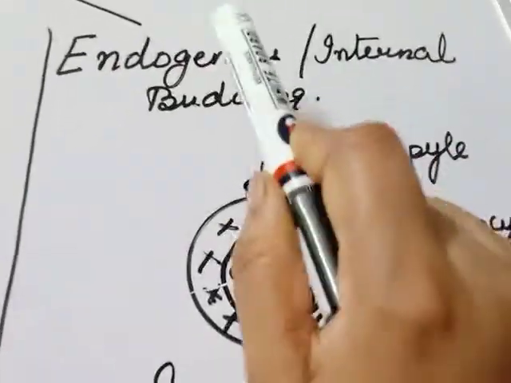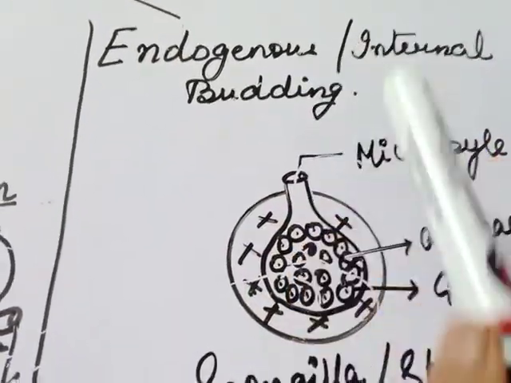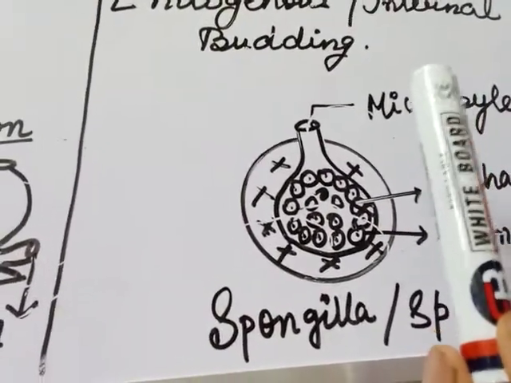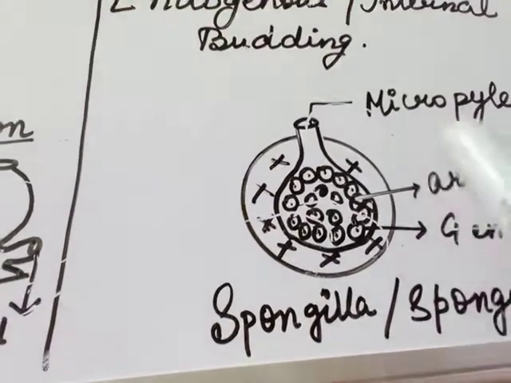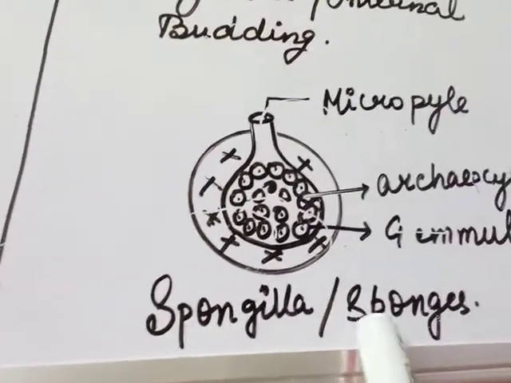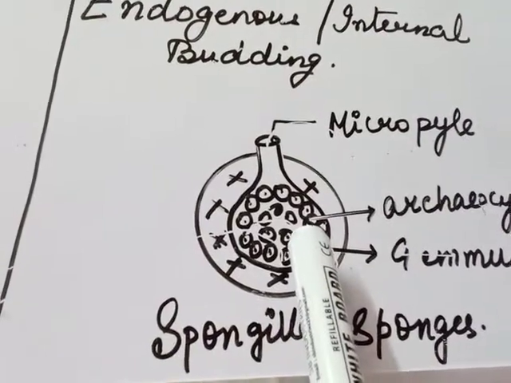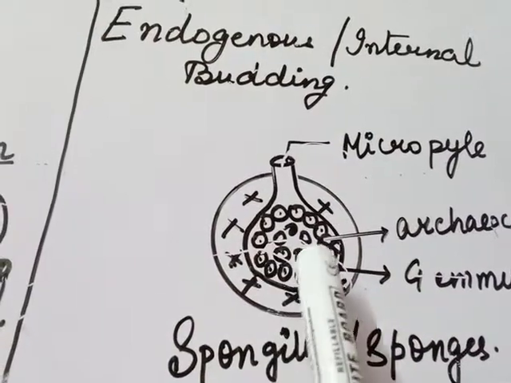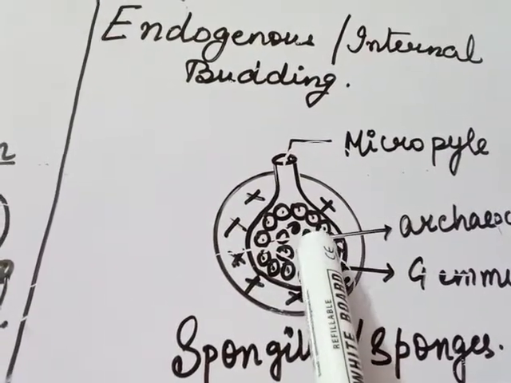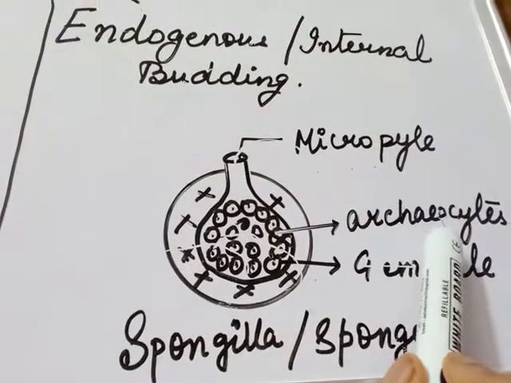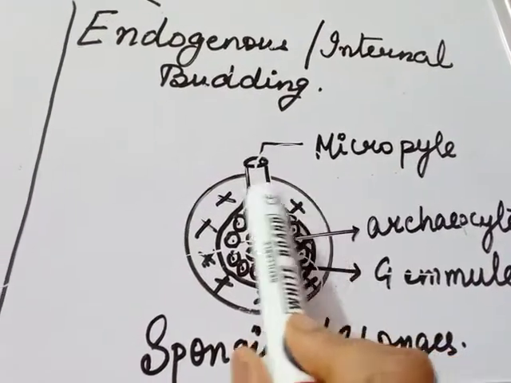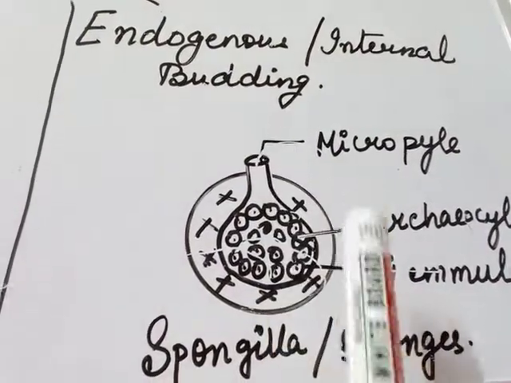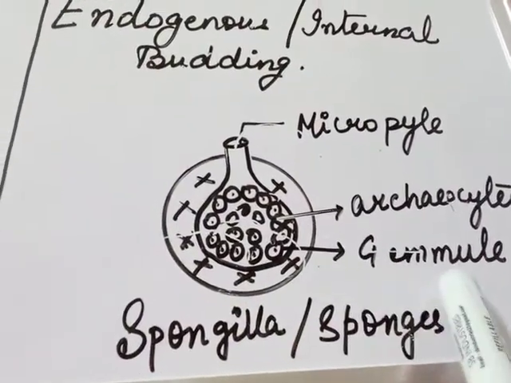Now, in case of endogenous or internal budding, the buds are formed within the parent body. For example, in case of spongilla or sponges, on unfavorable condition, the buds are formed within the body of the sponges, and each cell is called an archaeocyte. These archaeocytes are collectively called gemmule. So these internal buds are also known as gemmules.